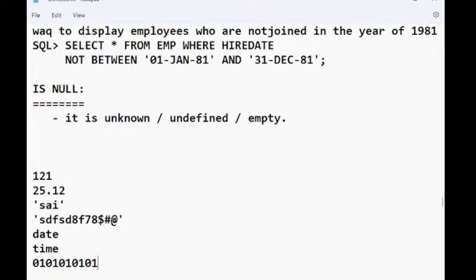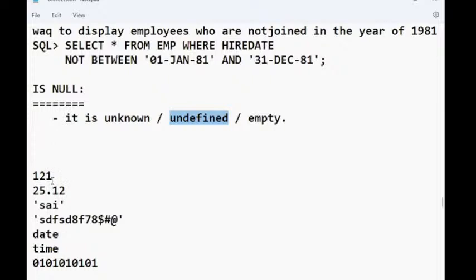But when I want to compare with null, I can't compare with any assignment operator or any logical operator. Any relational operators are not suitable here. Any arithmetic operators I can't apply, because null does not come under integer. It's not a float, not a string, not alphanumeric, not a date, not a time, and not binary. So it is called unknown and undefined.